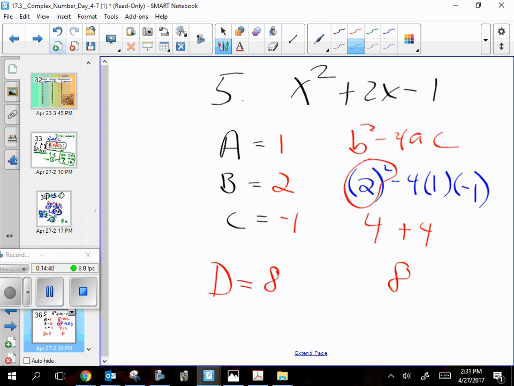And unfortunately, you can't just stop there. You got to say how many solutions that means. Since it's positive, it doesn't mean 8 solutions. You just say the answer is 8. So that means how many solutions? 2 solutions.